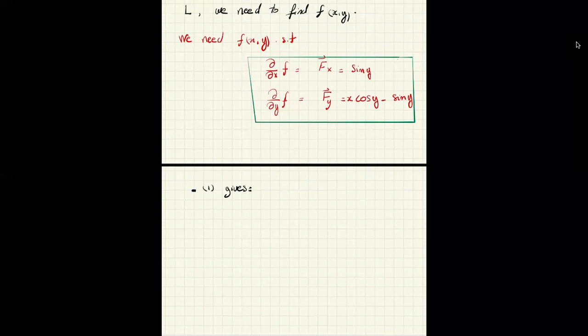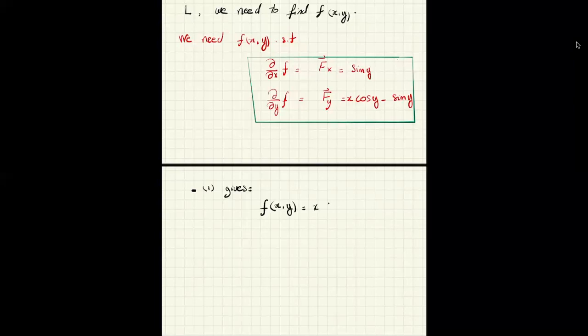So okay, it's a function of two variables, but then y is fixed, right? When you take the partial derivative with respect to x, it gives you sine y. So what do you get when you integrate? So f_x is sine y, because now y is fixed, right? It's a function when you fix y, right? So what gives this?